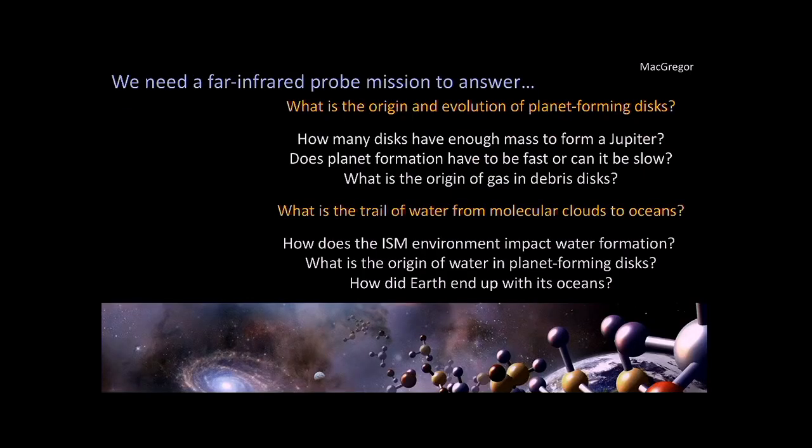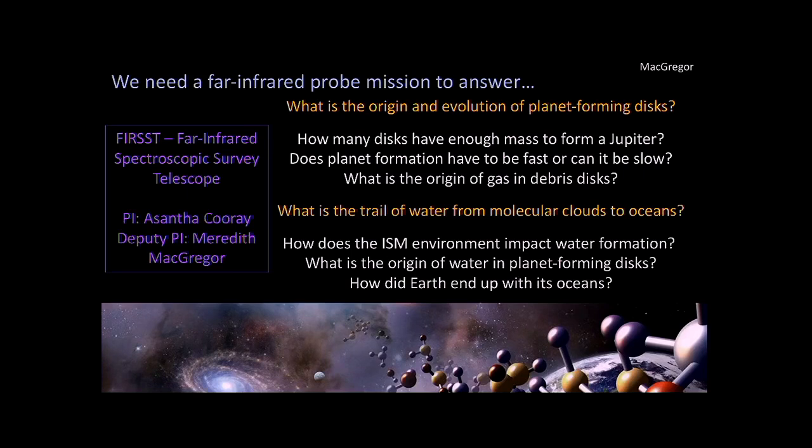So what I've been really excited about and pushing on is that there's an opportunity now to maybe do this because NASA is soliciting for far infrared probe mission concepts, right? Many people here are probably familiar with this because JPL has been working very hard on it. And if we could have a far infrared probe, then we might be able to answer some of these big questions. I've also been working on this as part of a team for a program called FIRST, the Far Infrared Spectroscopic Survey Telescope, for which I've been the deputy PI.